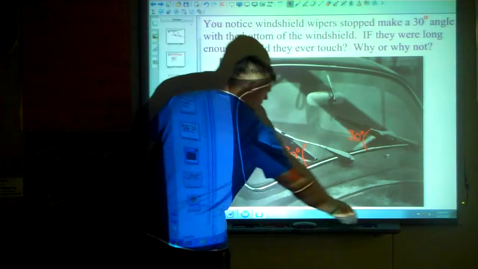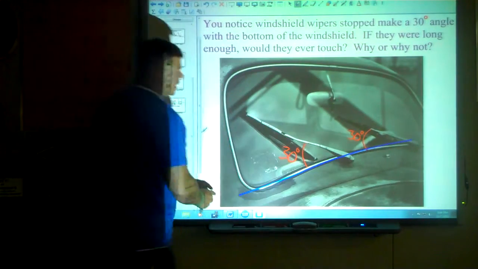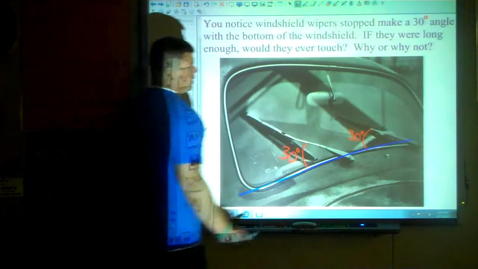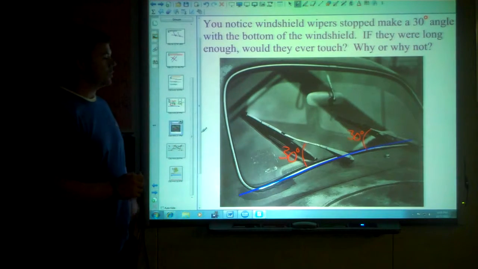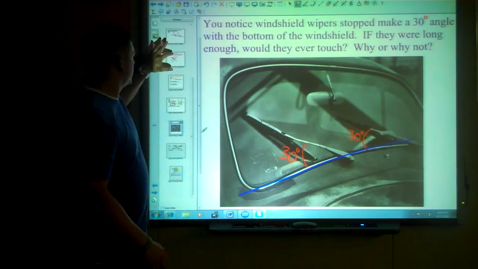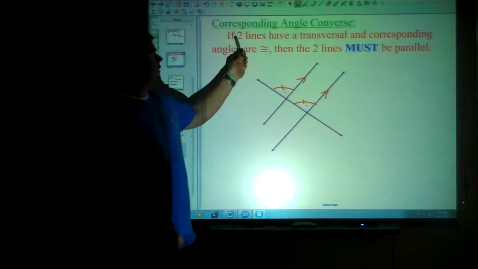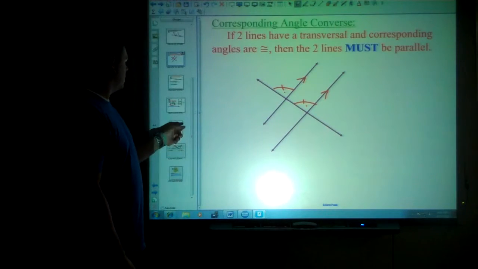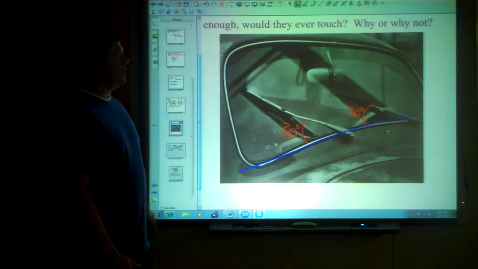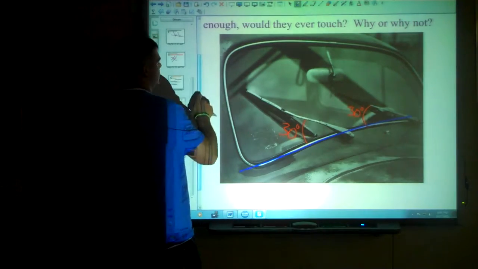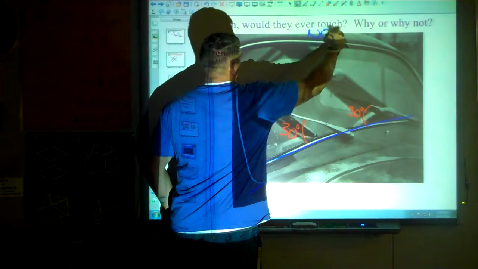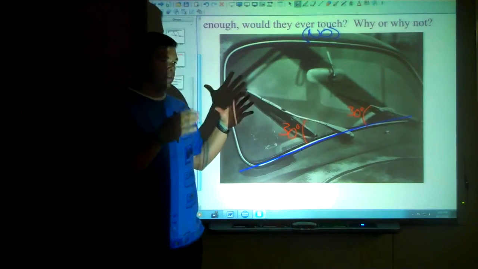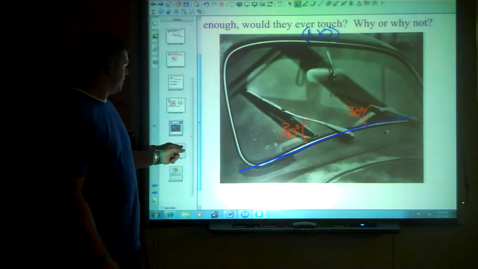Now this line right here, in essence, is acting as the transversal between those two. And this is a corresponding angle to this corresponding angle. And if the corresponding angles are congruent, just like our definition stated, if you have two lines with a transversal and the corresponding angles are congruent, then the two lines must be parallel. And if these two lines are parallel, then they're not going to touch. Would they ever touch? The answer is no. They would not. Now, if one's 30 and one's 29, then eventually, given the length, they would.